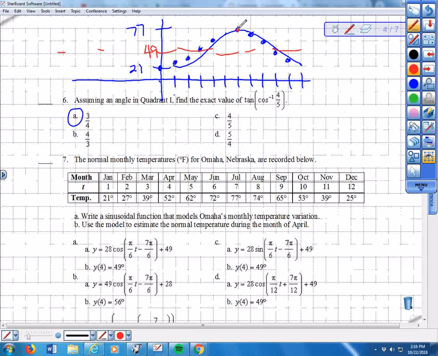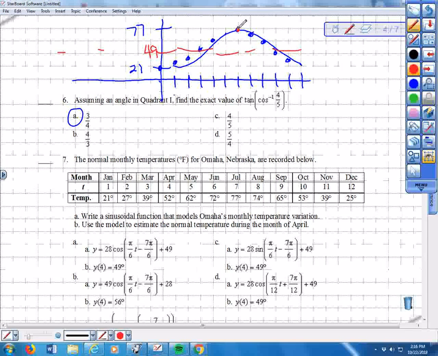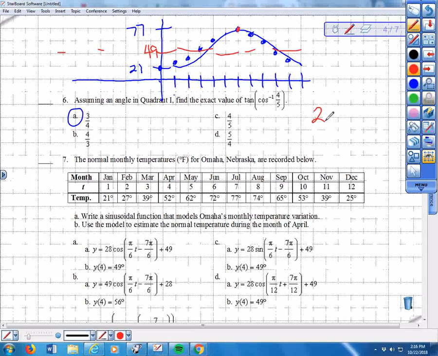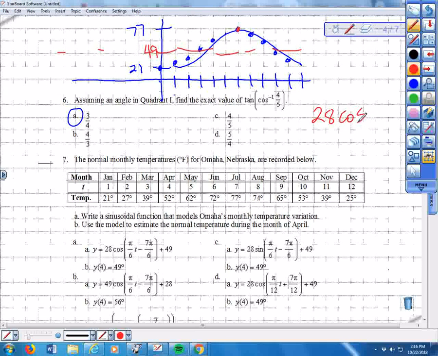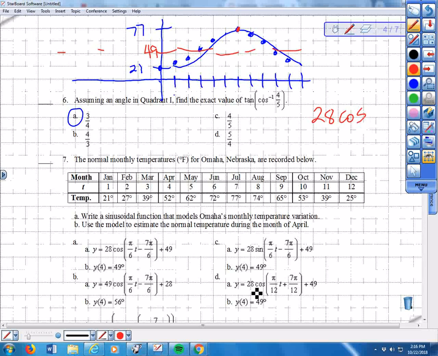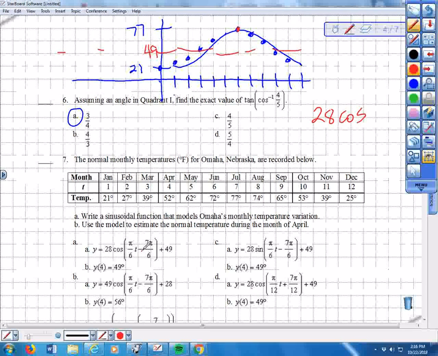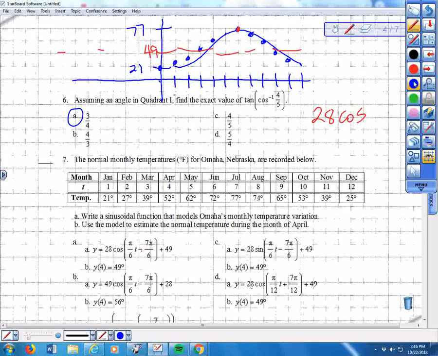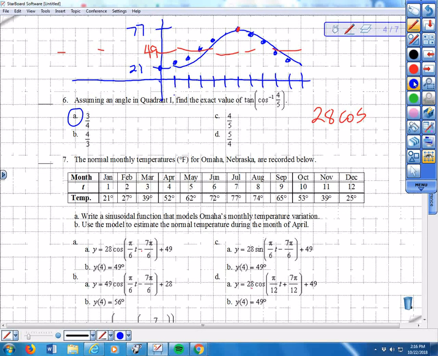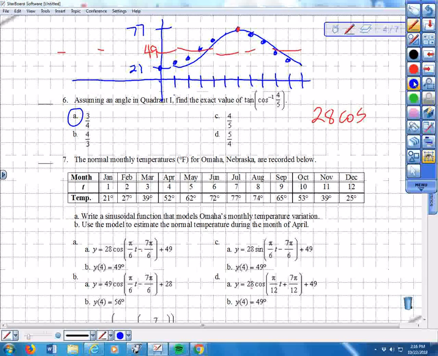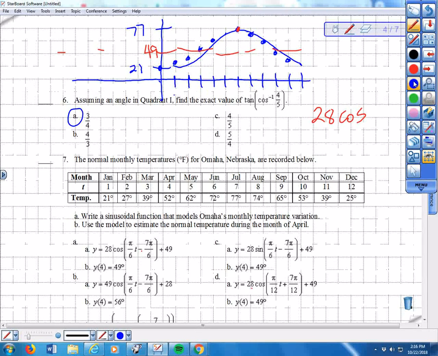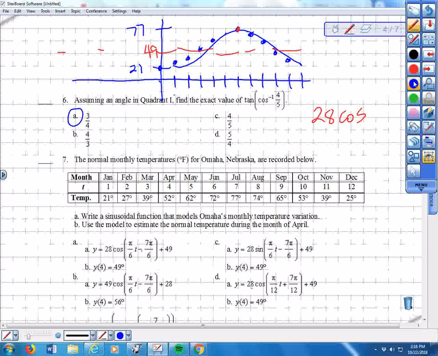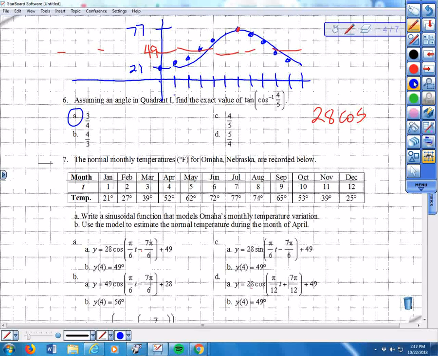So we know it's cosine. We know 28 is my amplitude, so I can narrow it down to this one or this one. Now I need to find the period. Well, it takes 12 months, right? So 2 pi over 12, pi over 6. So it has to be this one, A, right? Okay.